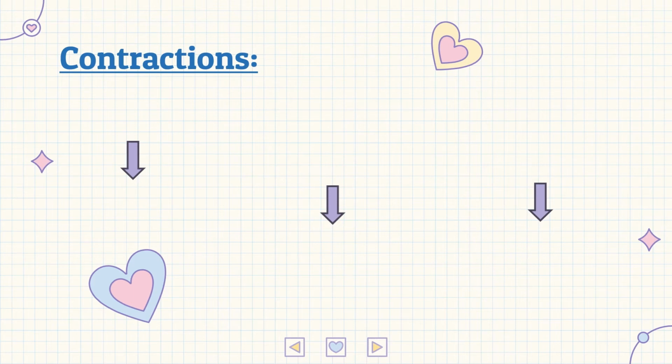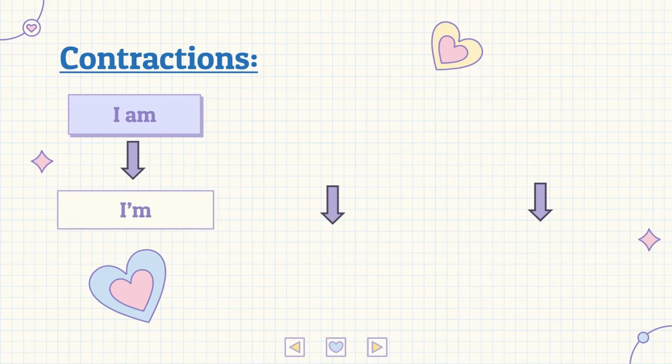Contractions or short forms of verb to be. To speak faster, we can make the two words here just one word. Like I am, we can break them down to be one word by omitting a. So it's gonna be I'm. Instead of saying I am as a long form, we can make it shorter and say I'm.